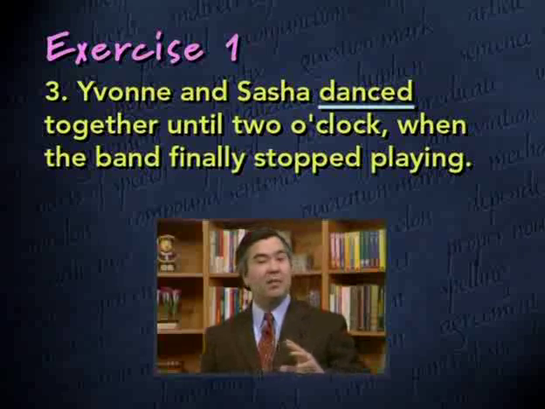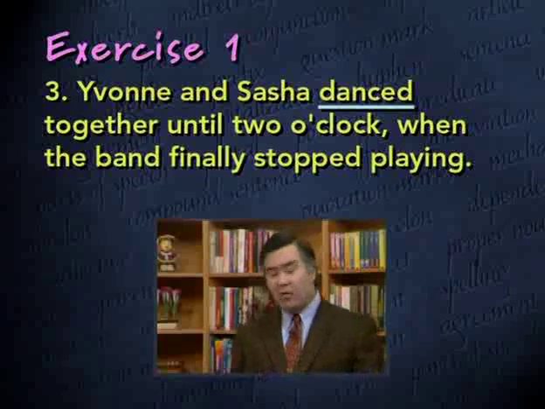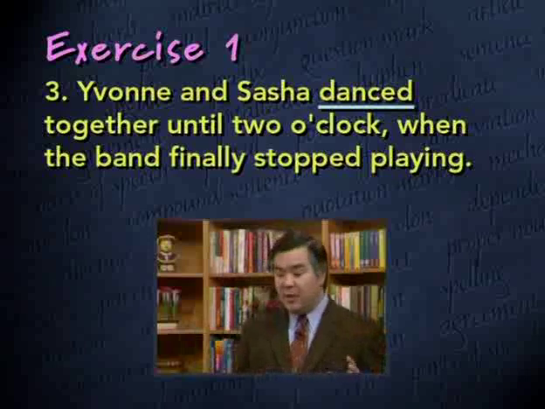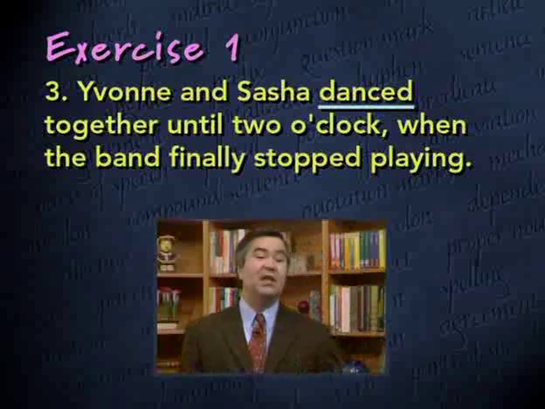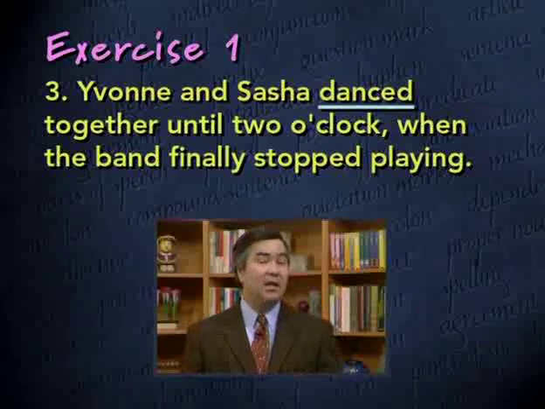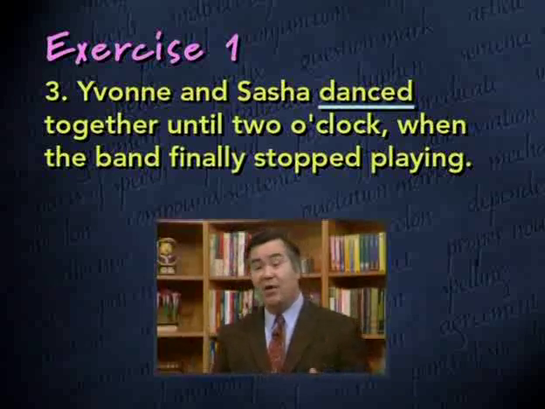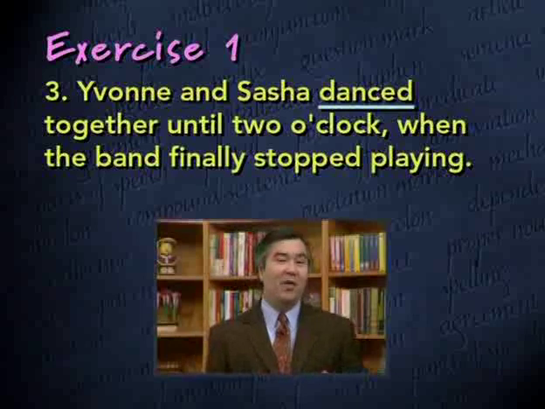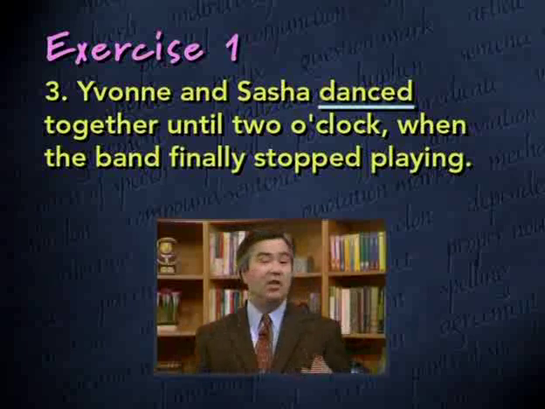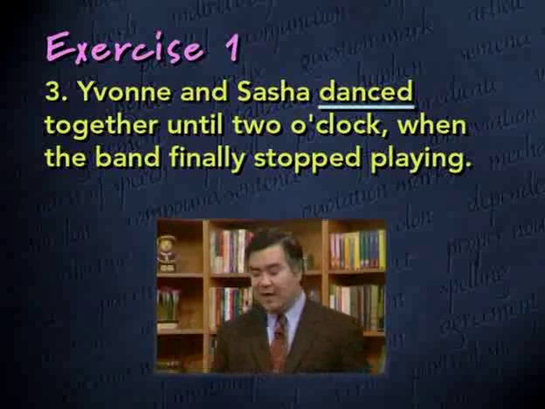Now, does the verb danced here have an object which receives the action of the dancing? That is, are we being told something that Yvonne and Sasha danced? Not in this sentence. We're being told that they danced together. That tells us how they danced. And we're being told that they danced together until 2 o'clock, which is a little more information about how they danced. The word together is an adverb because it gives more information about or modifies the verb danced. It tells us how they danced. And until 2 o'clock is a prepositional phrase that also gives us more information about how they danced.